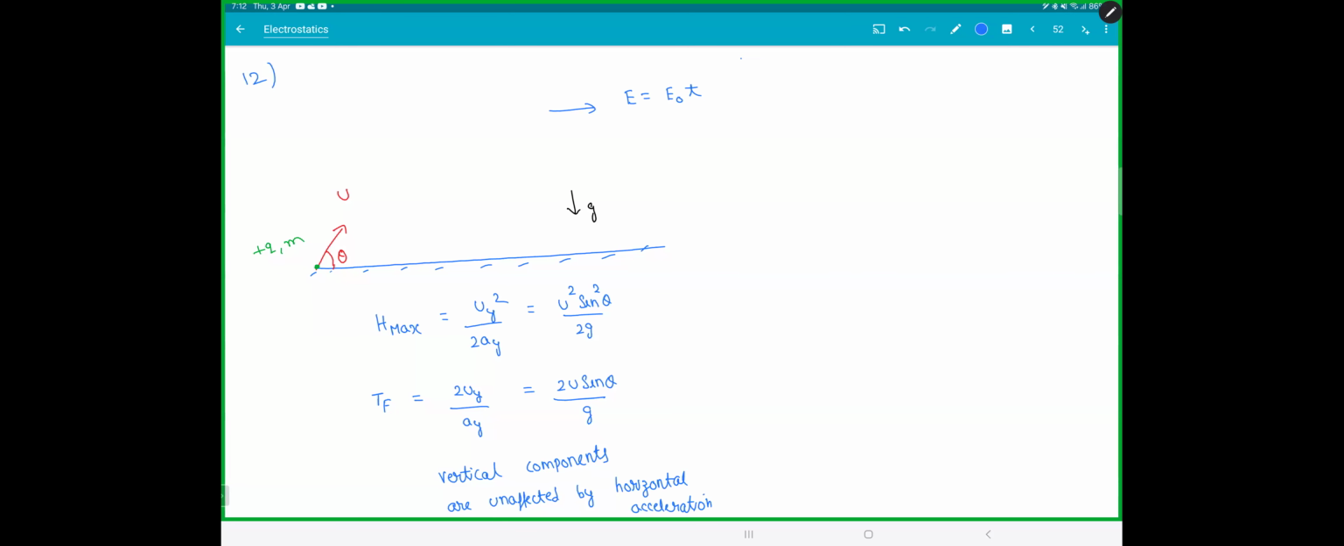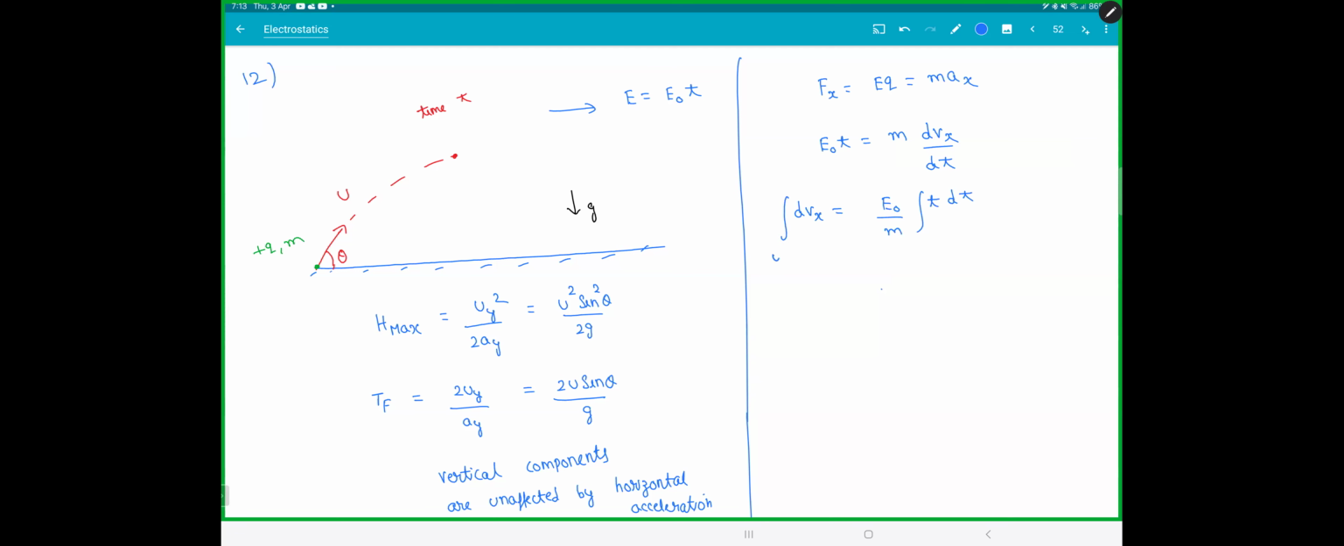Then let's say as this thing is flying at some time t, we will have two accelerations now here. So the ax will be how much? The horizontal force Fx will be E into Q is equal to mass into horizontal acceleration. So this will be E naught into t is equal to mass, and this can be written as dVx by dt. Acceleration is not constant, so you can't use S is equal to ut plus half at square. So from here we will get dVx is equal to E naught by m t dt.